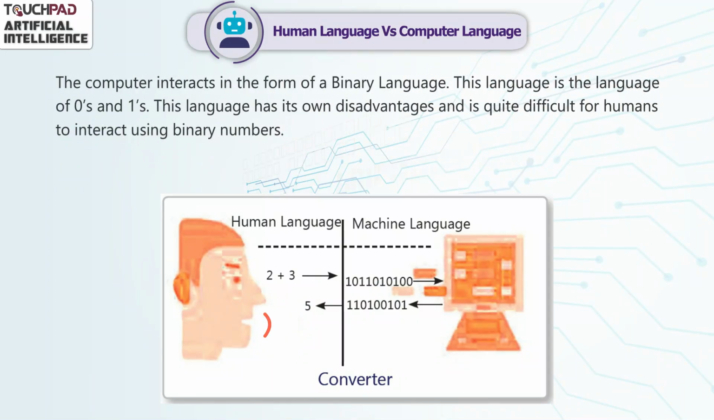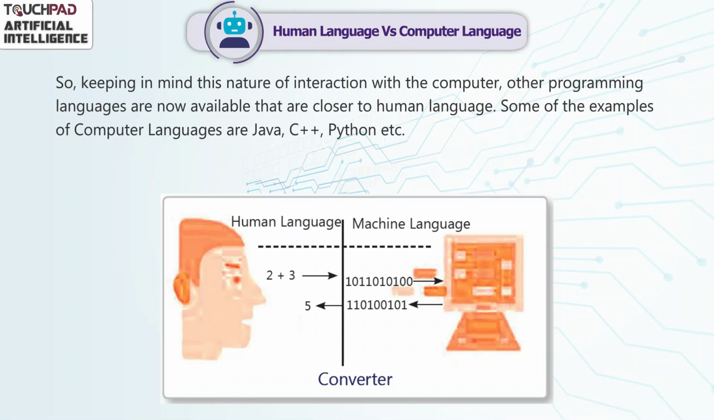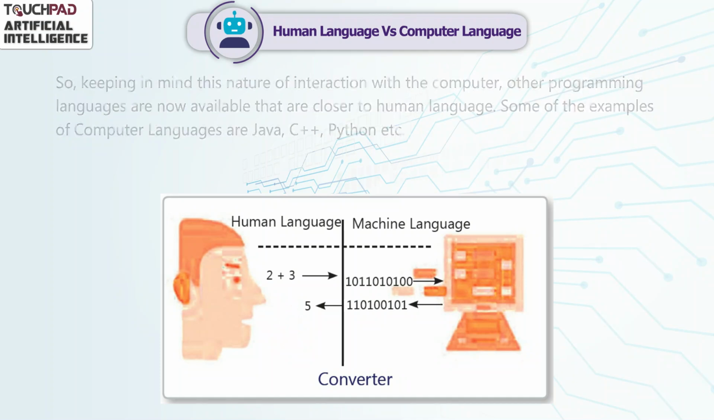The computer interacts in the form of a binary language. This language is the language of zeros and ones. This language has its own disadvantages and is quite difficult for humans to interact using binary numbers. So, keeping in mind this nature of interaction with the computer, other programming languages are now available that are closer to human language. Some examples of computer languages are Java, C++, Python, etc.